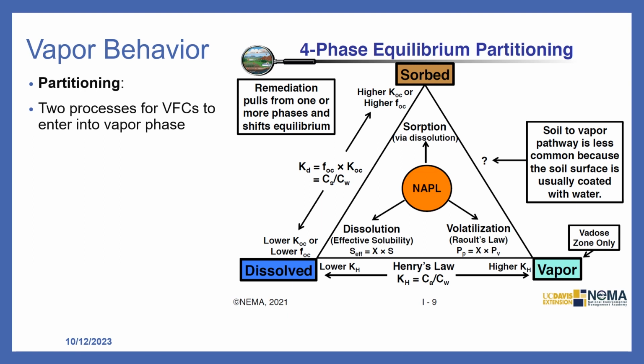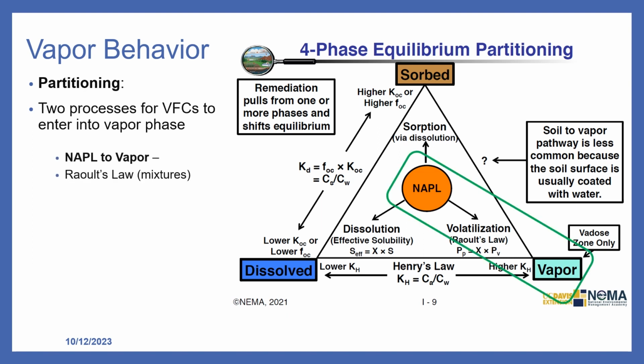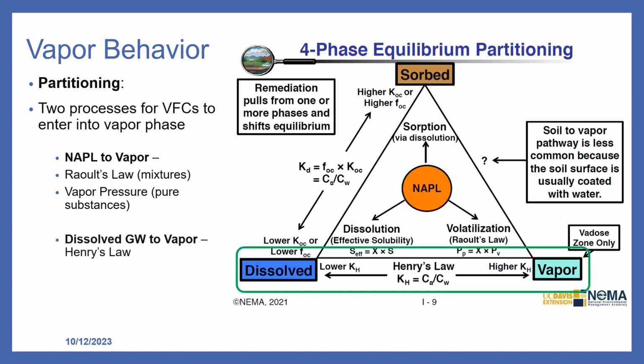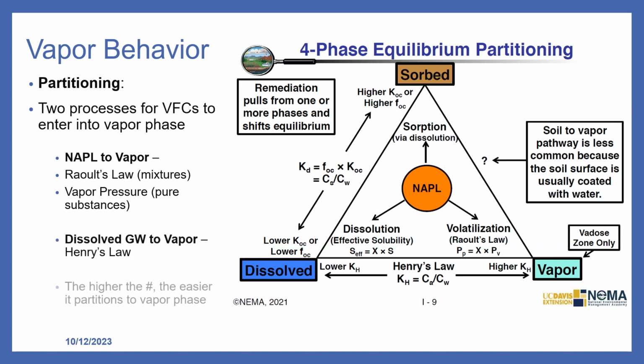Okay, so let's get into the two processes for chemicals to enter into the vapor phase. The first is the NAPL to vapor process, which is determined by Raoult's law for mixtures, and then vapor pressure for those pure substances. The second is the dissolved to vapor phase, which is determined by Henry's law. So some of the general things to take away is that the higher the numbers, either for Raoult's law or vapor pressure or Henry's law, it is easier for that chemical to partition into the vapor phase.